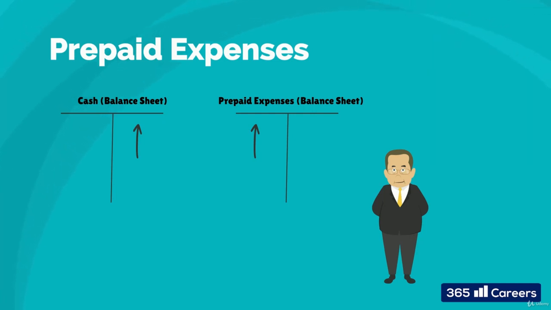Cash decreases and prepaid expenses are registered on the company's balance sheet as an asset. Prepaid expenses are an asset because they are something the firm owns. It owns the claim to use the office that it will rent for the next 6 months.